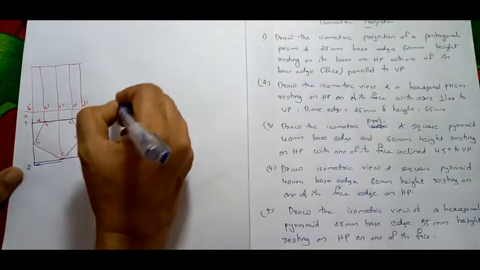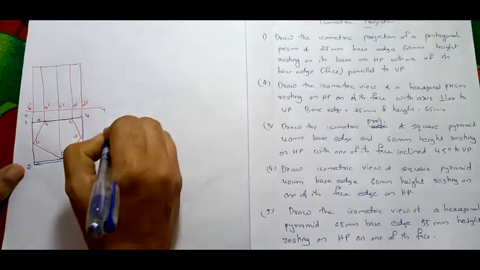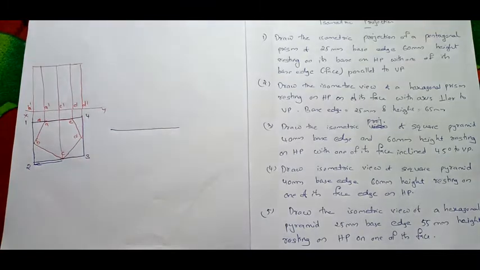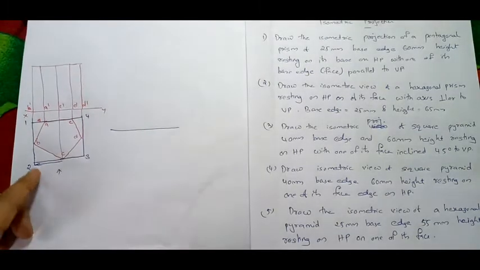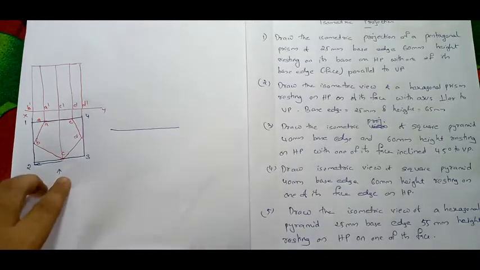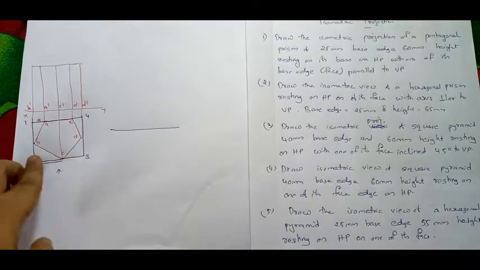So what we have to do is, we'll start the isometric projection. It's very simple, right? I'm telling the procedure, kindly understand it carefully. Here you can have two different approaches. Either, if you are looking from the top, you can see this 2, 3 on the front view, right?